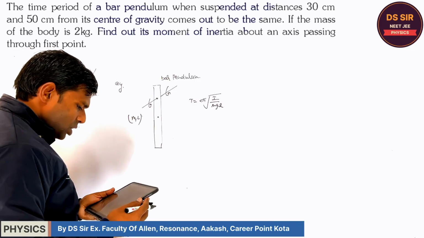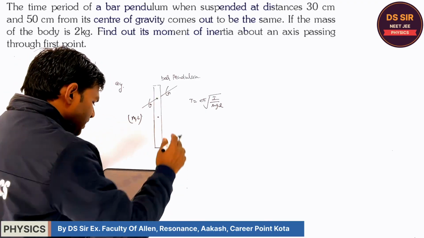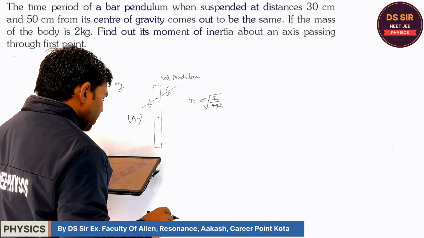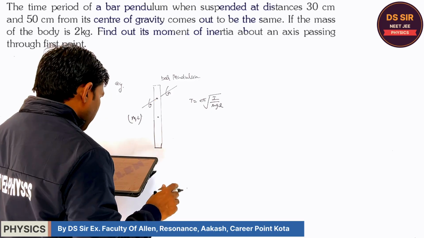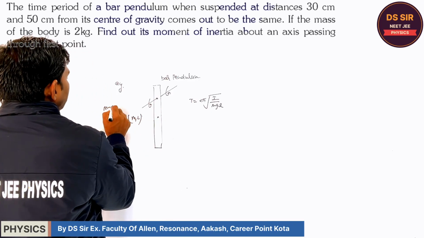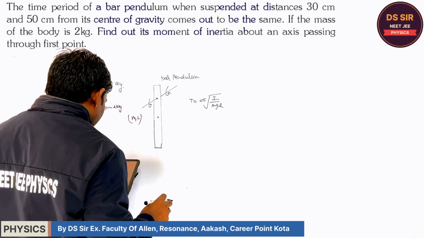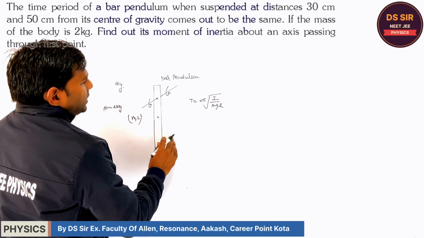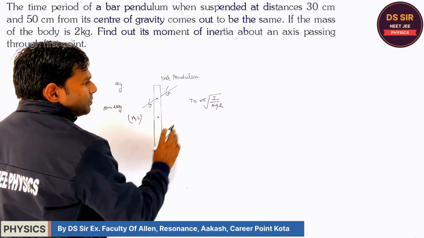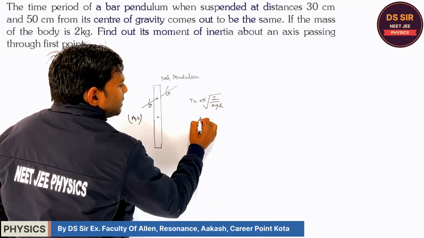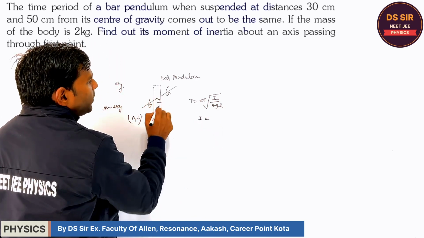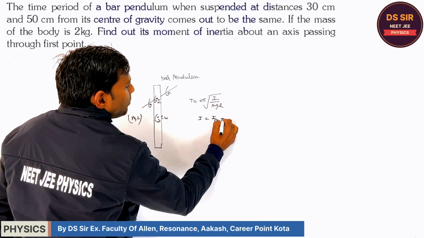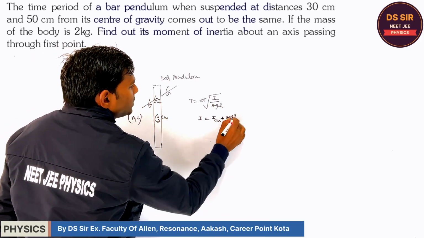Time period of bar pendulum when suspended at distance 30 centimeter and 50 centimeter from its center of mass comes out to be the same, if the mass of the body is 2 kg. So what they are asking is the moment of inertia about the first axis. Listen to one thing, this is the time period of oscillation. The I is nothing but about this axis. What is the moment of inertia about this axis? If this is the center of mass, this is ICM plus m into L square. Is it clear or not?